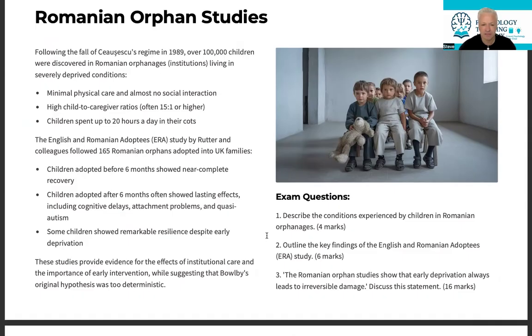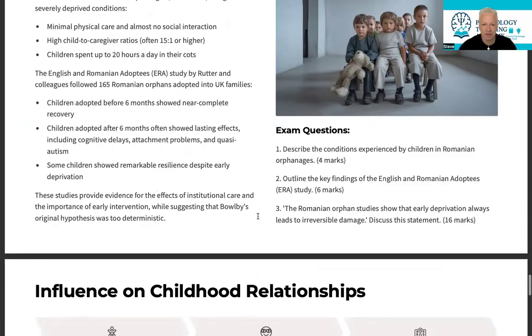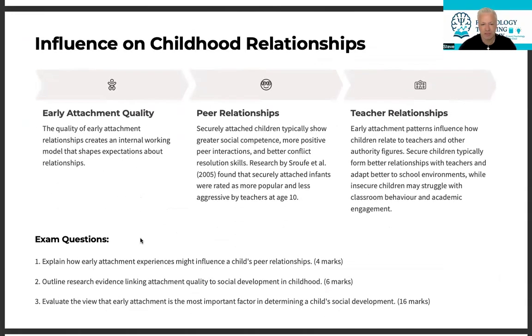There are several case studies. You've got the Koluchova twins, might be worth looking at that one, who had privation, and also Genie is another one who also suffered privation. Influence on childhood relationships. Obviously the attachment that you have early on can affect your relationships later on because of the internal working model that's created. That can shape expectations about future relationships.